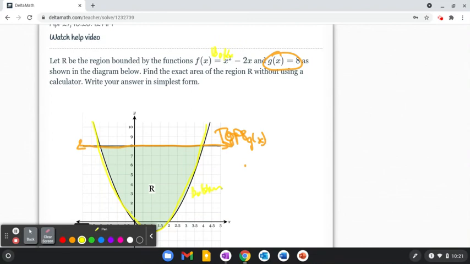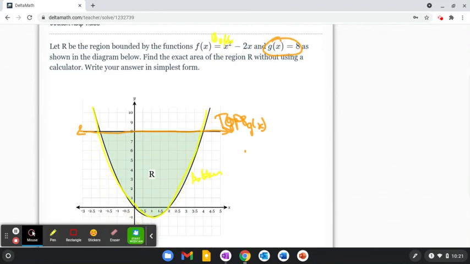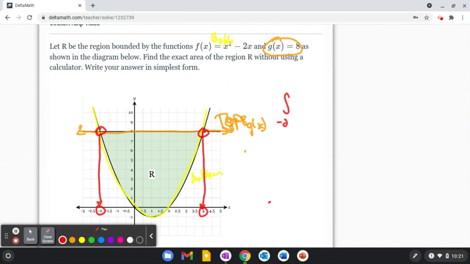Our interval here, down just a tad. Where they intersect here, the x value, if we look down, is at -2. And here, where they intersect, is at 4. So it's going to be the integral from -2 to 4 of our top function, which is just a constant 8, 8 minus parentheses. This is where parentheses are important. The whole bottom function, x squared minus 2x, close parentheses, dx.